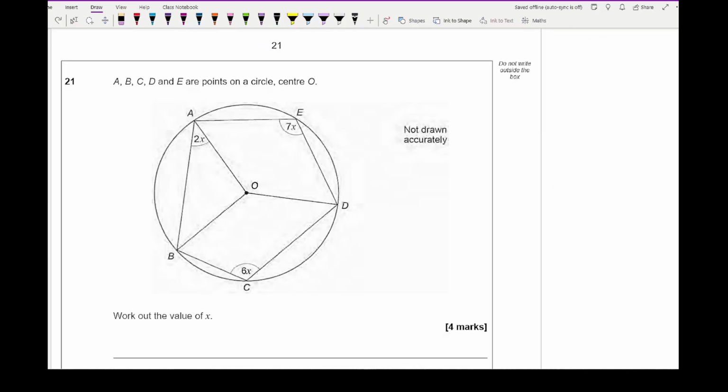Now looking at question 21, it says A, B, C, D and E are points on a circle with centre O, and the question is asking us to work out the value of x. As we've got circles and it involves angles, we're going to be using circle theorems. If we look at the triangle ABO, hopefully we can spot that this is an isosceles triangle, in which therefore angle ABO are going to be our 2 similar angles, so this is also going to be 2x, and I can then work out what this middle angle is, which is 180 minus 2x plus 2x, which is 4x, and I could put a little box around that.